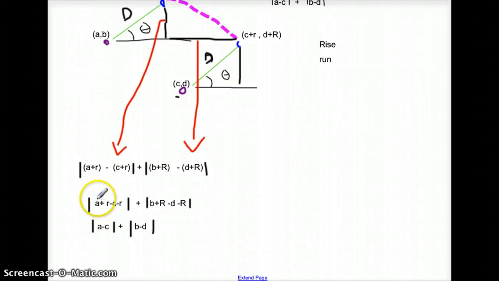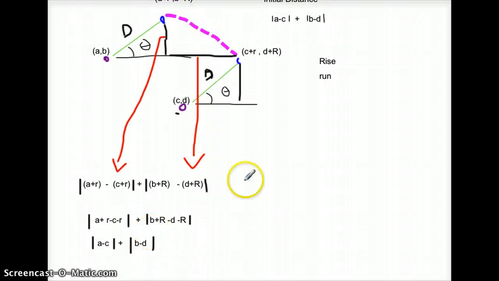A plus R minus C plus R, and B plus capital R minus D plus capital R. Then I just do a little bit of distributing, and I distribute my negative sign. So I now have A plus lowercase r minus C minus lowercase r, and then B plus capital R minus D minus capital R. Then you can see I can cancel my r's right out, so I get A minus C plus B minus D, and these are in brackets because I want the absolute value, because you can't have a negative distance. So this will work with any equation if I keep these brackets here.